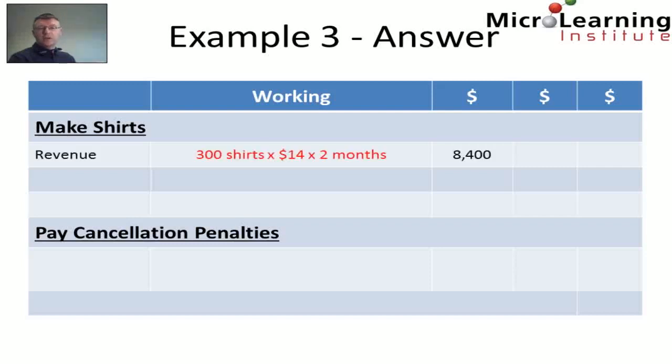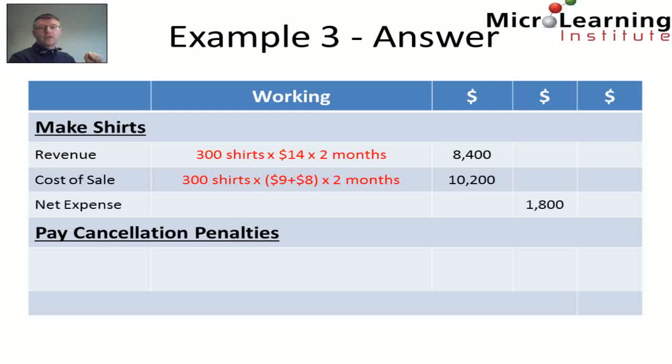If we make the shirts, we will earn revenue from the shirts. We have 300 shirts at $14 by 2 months. We'll earn revenue of $8,400. But of course, it will cost us to make 300 shirts. Now it's $9 for the material, and it's $8 for labour and overhead. So it's $17 per shirt. So it will cost us $10,200. So we will have a net expense if we make the shirts of $1,800.